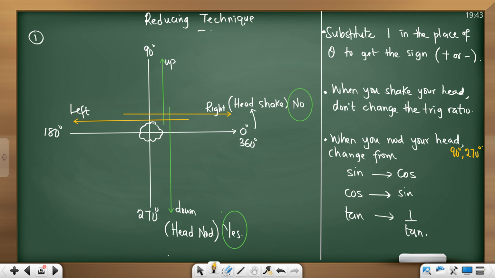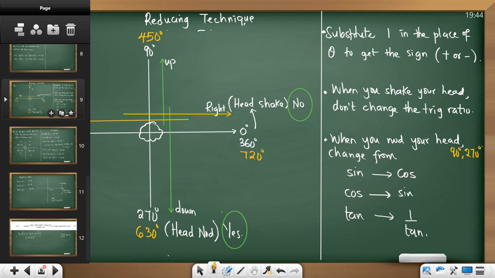In fact, guys, examiner can continue 0, 90, 180, 270, 360. I can add another 90, 450, another 90, 540, another 90, 630, plus another 90, 720. Can you see again? If I see 450, I change. If I see 540, I don't. So it's just plus 90, plus 90, plus 90. Are we okay there? Okay, so know when to change. When you move your head up and down, you change.